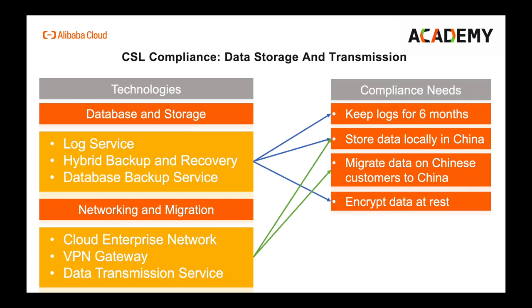For instance, store data locally in China, keep logs for 6 months, and encrypt data at rest. This maps onto database backup service, hybrid backup and recovery, and log service. Whereas store data locally in China and migrate data on Chinese customers to China could be covered by Cloud Enterprise Network, VPN Gateway, and our data transmission service, which is a database migration service.